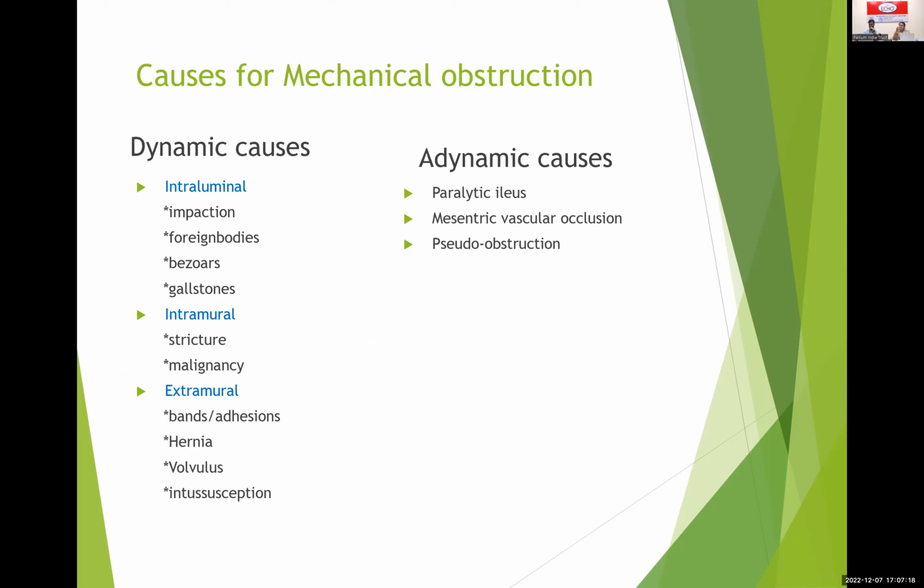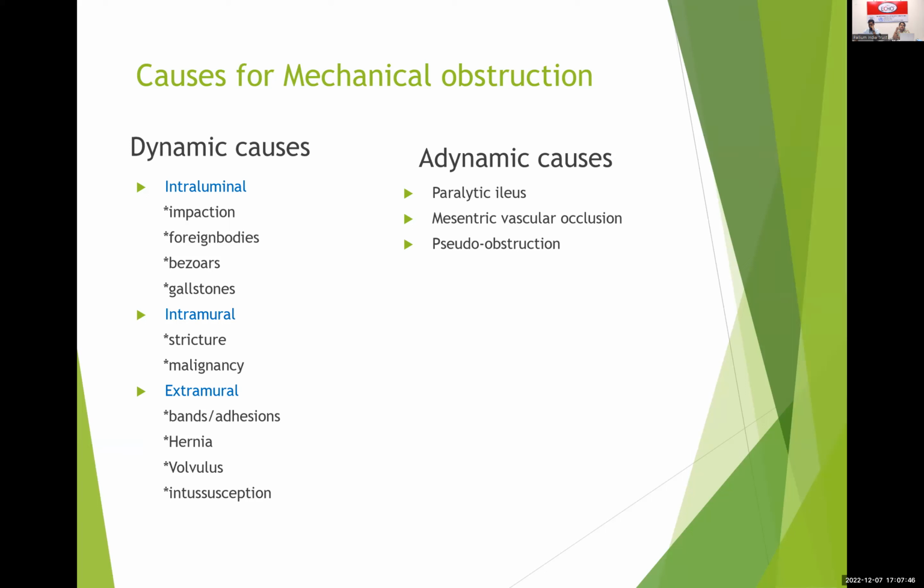Now, as we said, there are dynamic and adynamic causes. In the cause, it can be intraluminal factors causing the obstruction, it can be intramural, or extramural factors leading to the obstruction. Intraluminal means inside the lumen there is something causing the obstruction. For example, it can be impaction, foreign bodies, or viscera, or even gallstones.